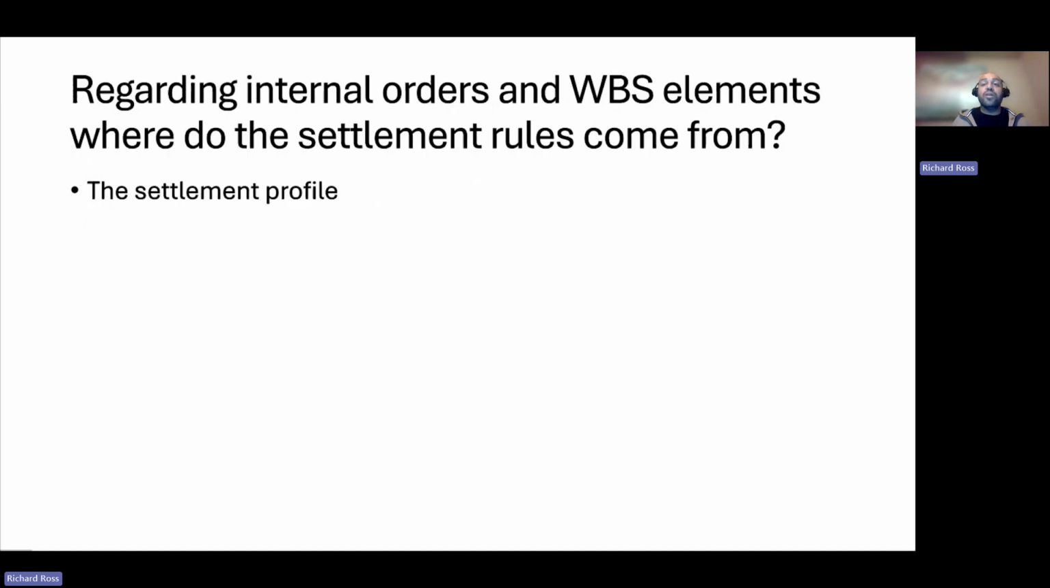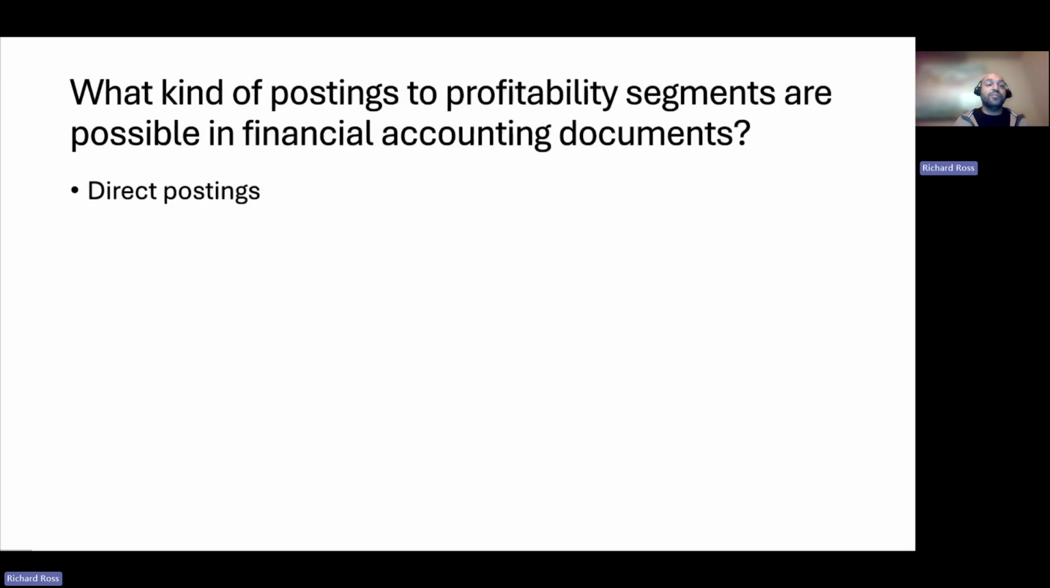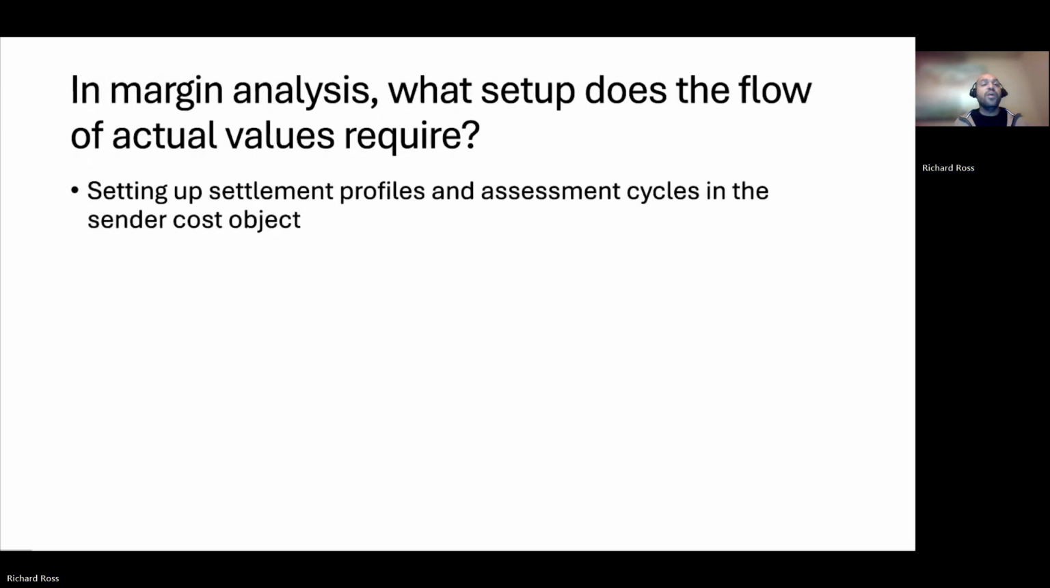Regarding internal orders and WBS elements, where do the settlement rules come from? The settlement profile. Regarding cost centers, how are the overhead costs transferred? Via the assessment. What kind of postings to profitability segments are possible in financial accounting documents? Direct postings. In margin analysis, what setup does the flow of actual values require? Setting up settlement profiles and assessment cycles in the sender cost object.